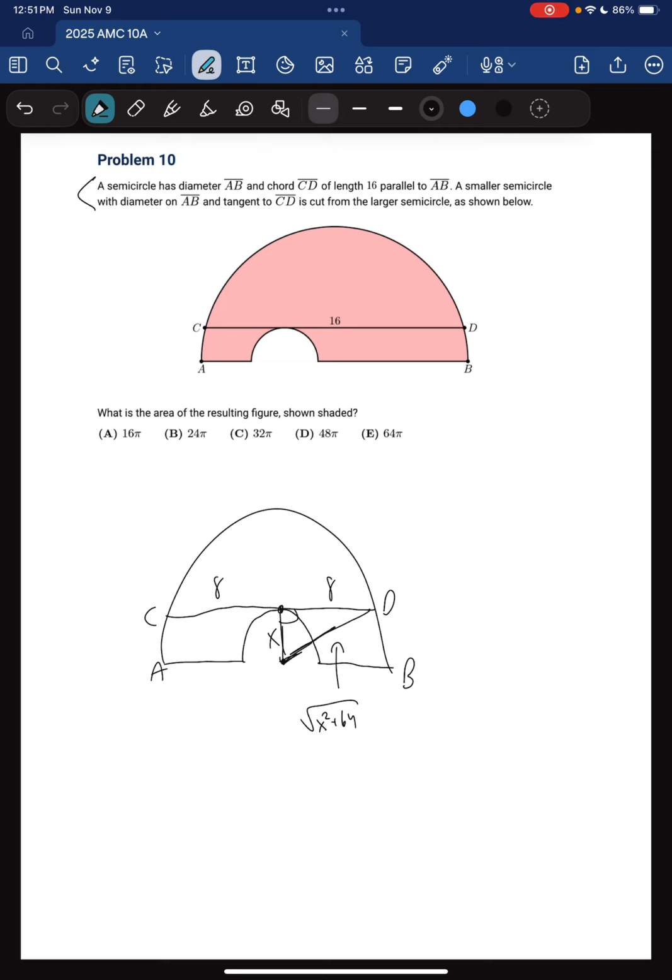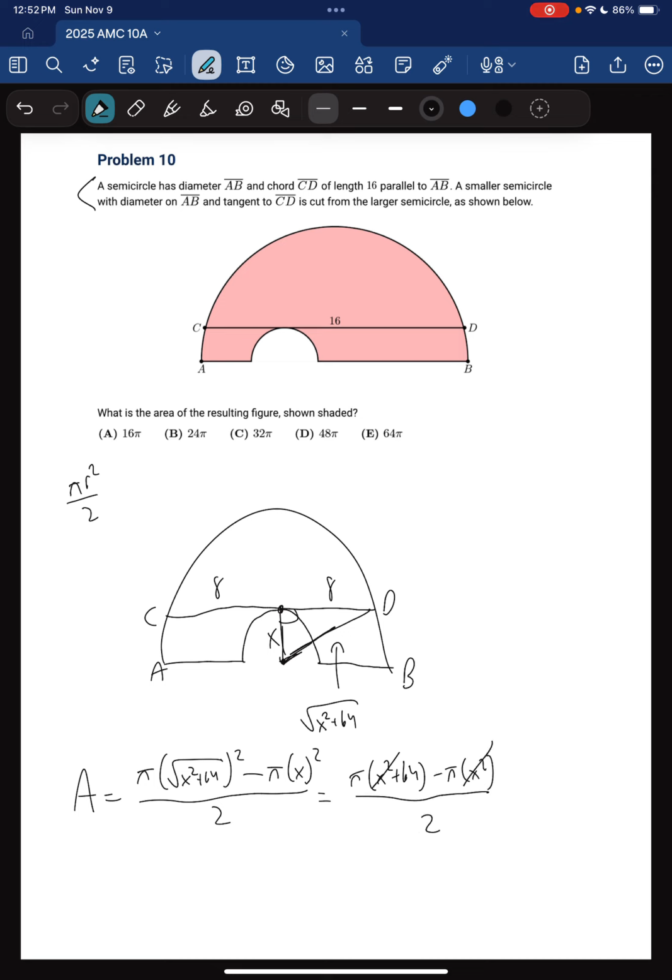The area of a semicircle is going to be pi r squared over 2, because the area of a circle is pi r squared and we divide by 2 because it's a semicircle. So what's the large circle? Pi times the radius squared, x squared plus 64. And the small circle is pi times x squared, all over 2 because we're dealing with semicircles. So we get pi times (x squared plus 64) minus pi times x squared, all over 2. The pi x squared cancels, so we're just left with 64 pi over 2, which is 32 pi. So our answer is C.